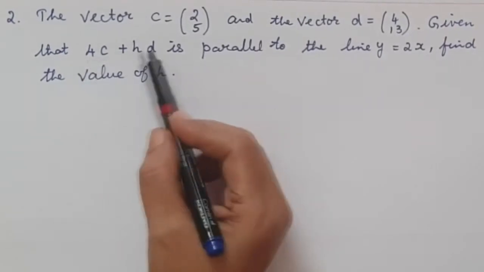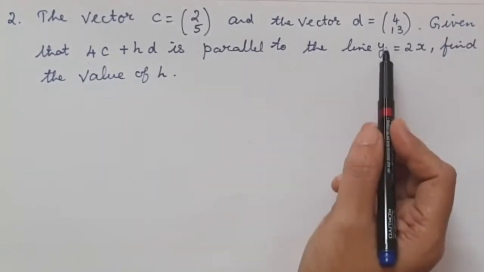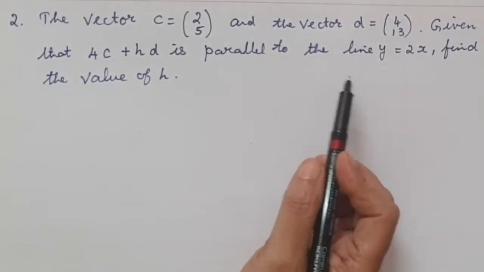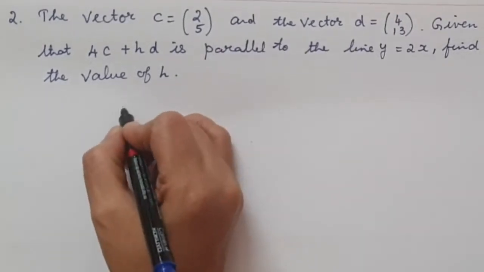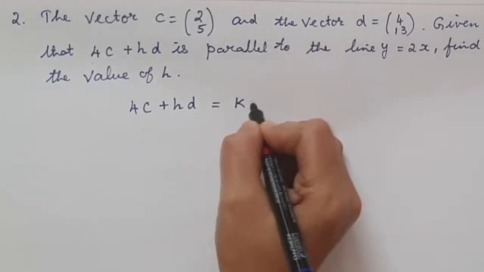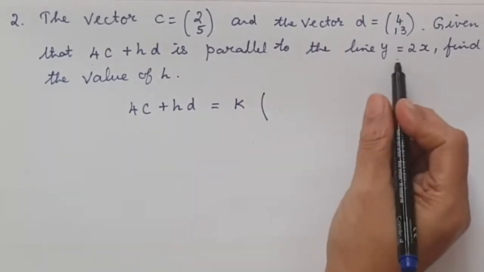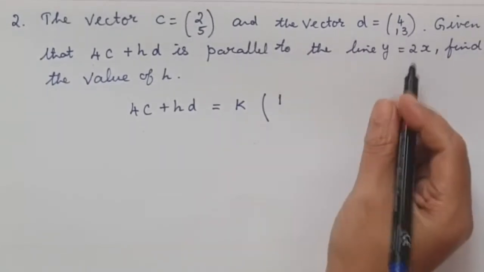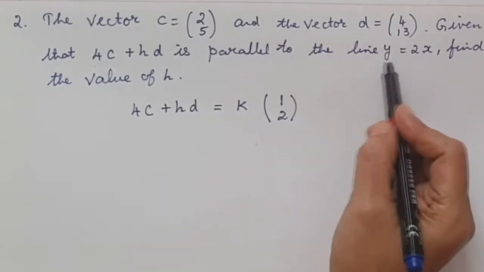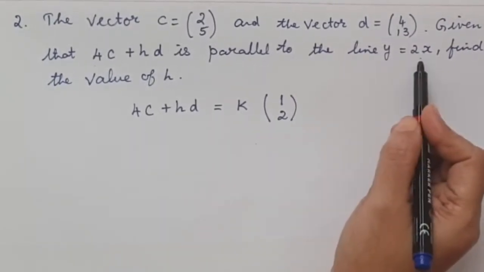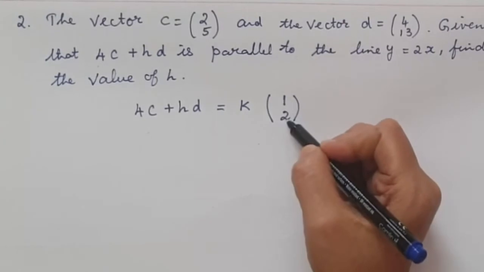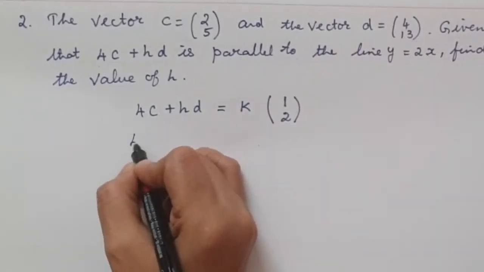The second question: the vector c is (2, 5) and the vector d is (4, 13). Given that 4c + hd is parallel to the line y = 2x, find the value for h. It is given that this vector 4c + hd is parallel, so it is k times the vector for y = 2x. When x takes the value 1, y will be 2, that is 2 into 1. In the previous question it was in vector form, but now it is in the form of a straight line. So when we substitute x as 1, this will be the vector which it is parallel to.